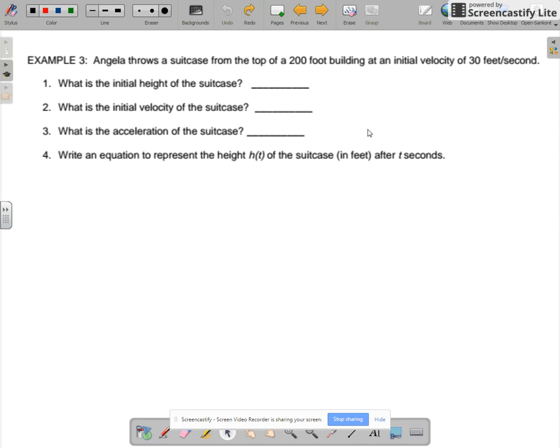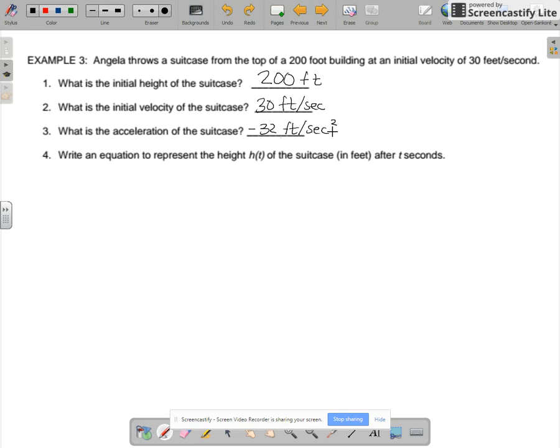So Angela throws a suitcase from the top of a 200-foot building at an initial velocity of 30 feet per second. So what's the initial height of this suitcase? It was a 200-foot building, so it was 200 feet. The initial velocity of the suitcase, they tell us, is 30 feet per second. Since we're dealing with feet, we know acceleration is going to be in feet as well, so that is negative 32 feet per second squared.